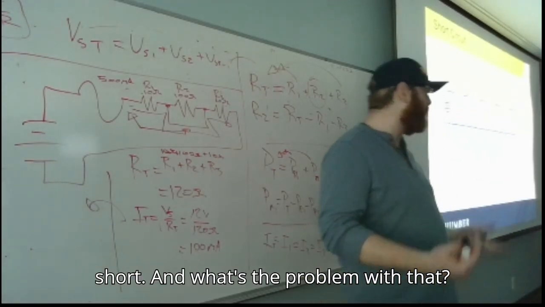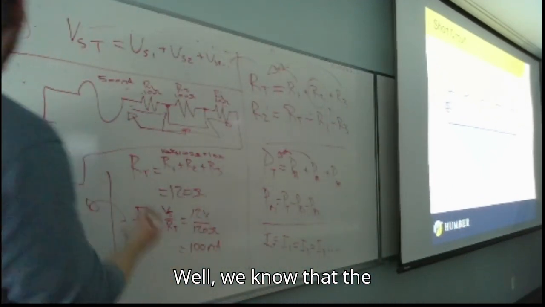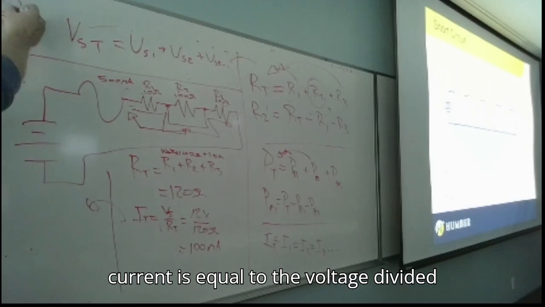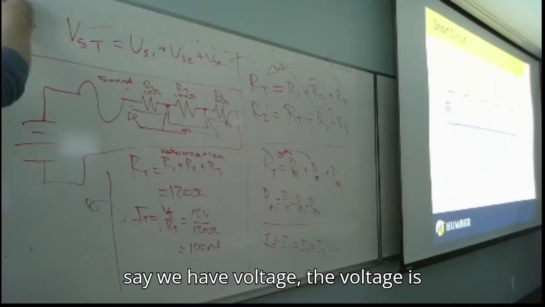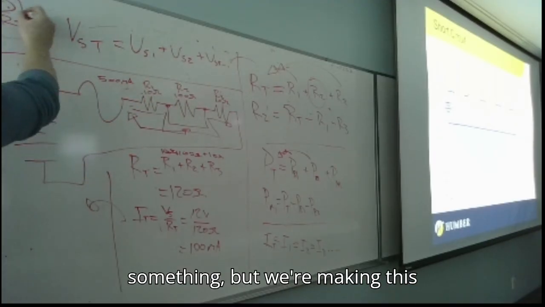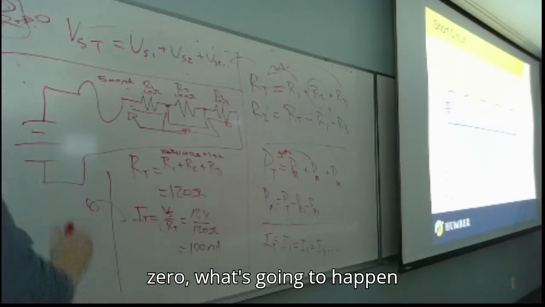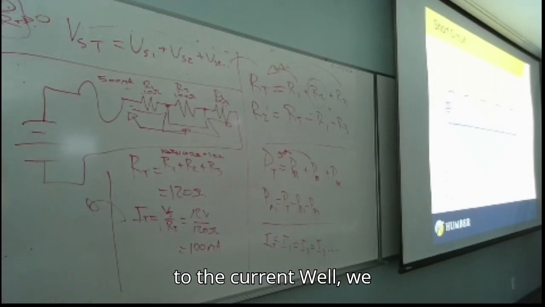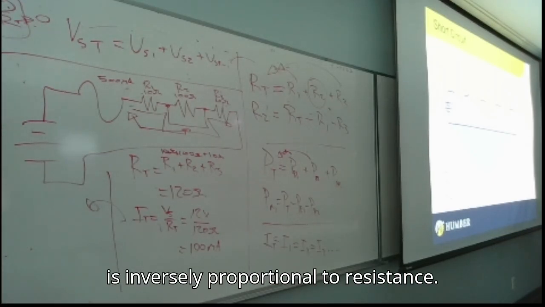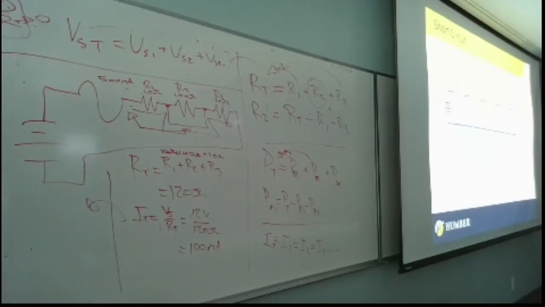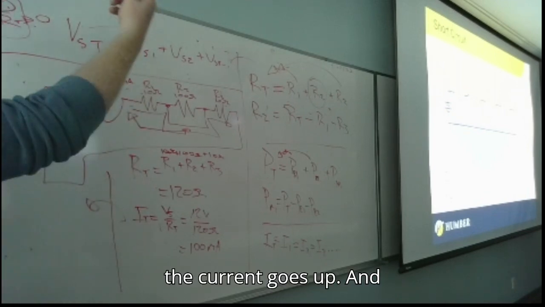That would be a full short. And what's the problem with that? Well, we know that the current is equal to the voltage divided by the resistance. So if we have some voltage, but we're making this resistance very, very close to zero, what's going to happen to the current? Well, we said in our previous lesson, current is inversely proportional to resistance. So as the resistance goes down, the current goes up.